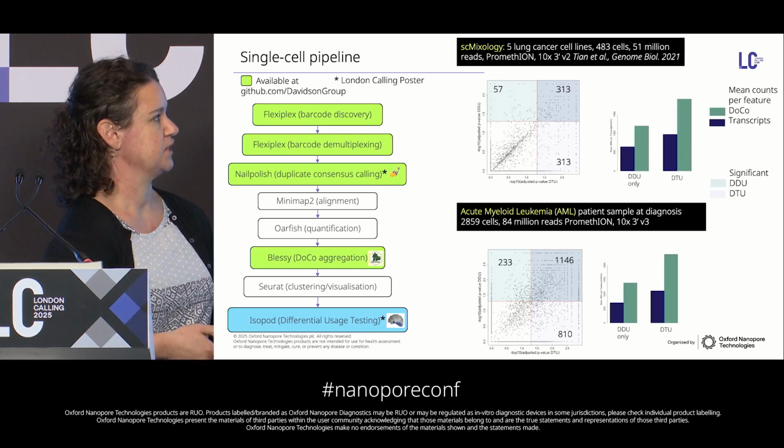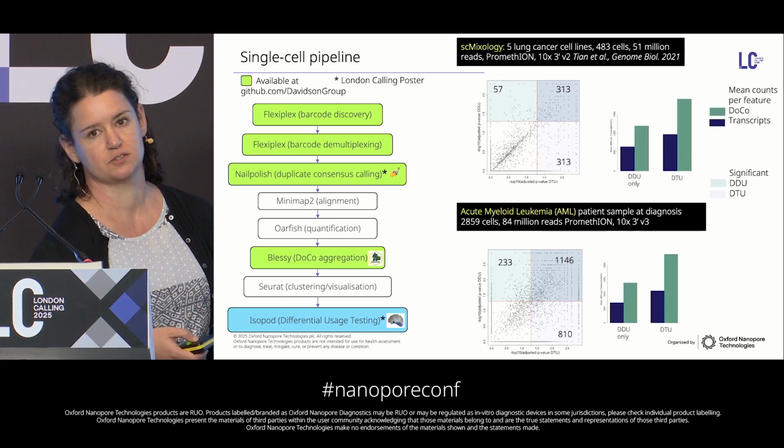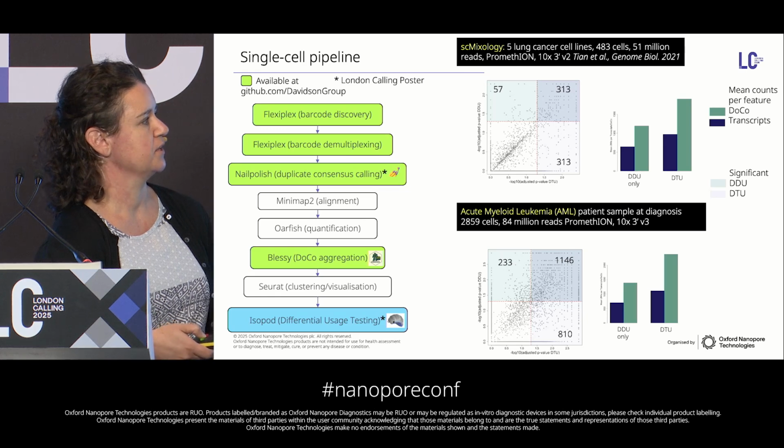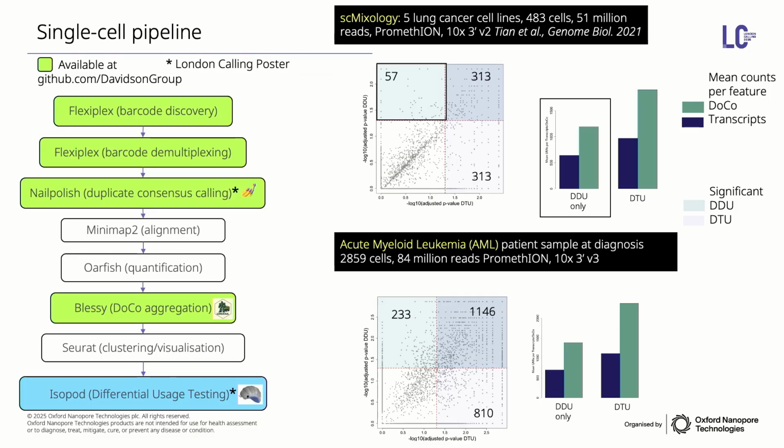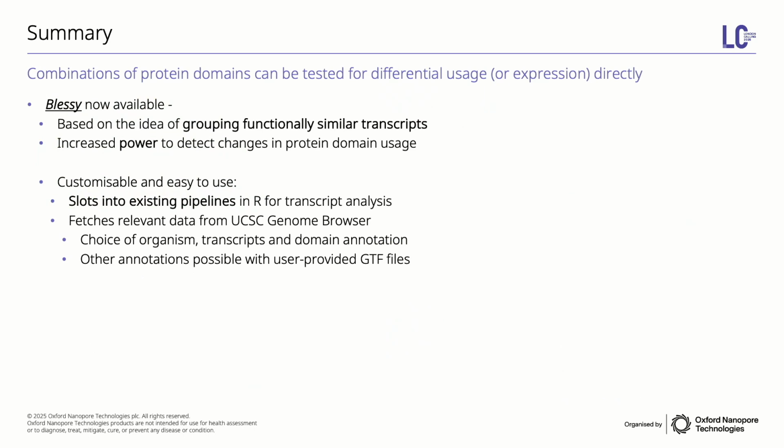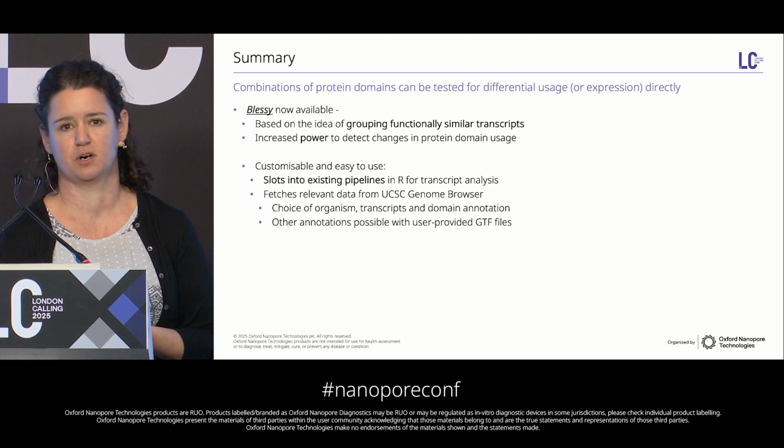We also pick up some events that are just seen using DOCOs, and they tend to be the genes that have lower counts. So again, it seems like we have higher sensitivity when we have more shallow sequencing or lower counts. So I'll just finish there and say we've developed this new method. If you're interested in trying it, please have a go, and feedback's very welcome.